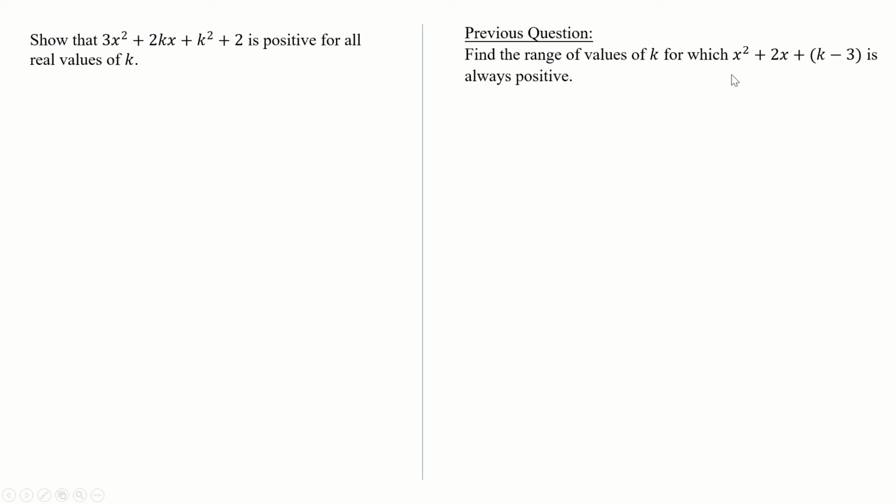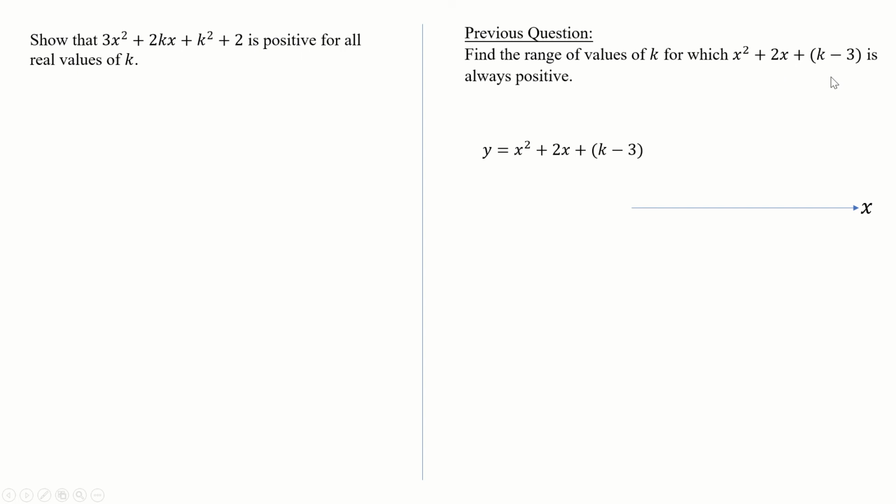Okay, so in the previous question, we had to find the range of values of k for which x squared plus 2x plus k minus 3 is always positive. So these two questions actually look quite similar at first glance. In the previous question, we used the graph of y equals x squared plus 2x plus k minus 3 to help us visualize.